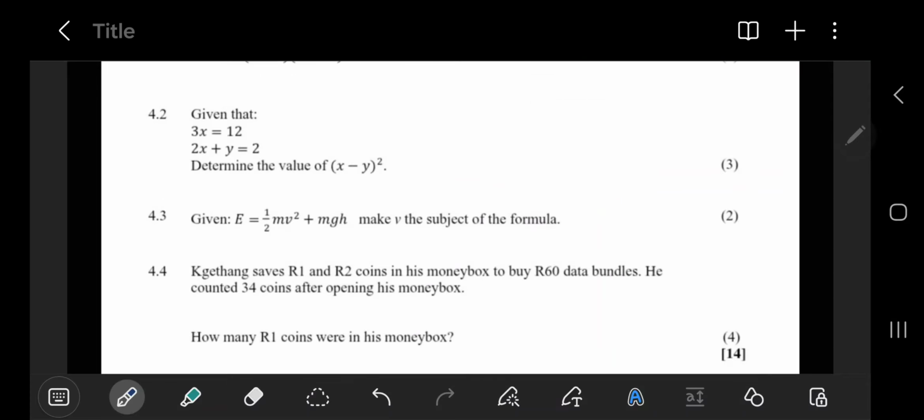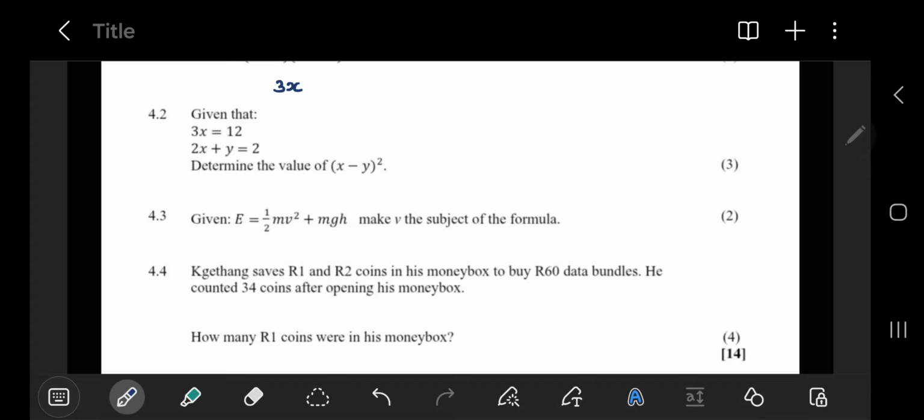Moving on to 4.2, we are given that 3x is equal to 12, 2x plus y is equal to 2. Determine the value of (x minus y) all squared. Now here's the thing. This is the type of question where you are actually solving simultaneously, actually using both your equations to solve for x and y. Once we have the values of x and y, then we will substitute it into this format and get the answer. Now let's start off with that first equation.